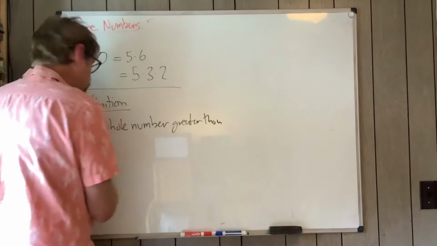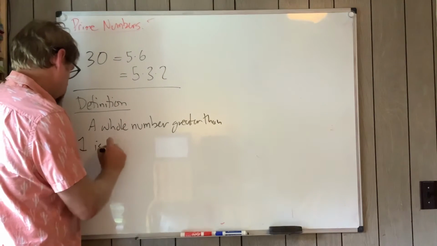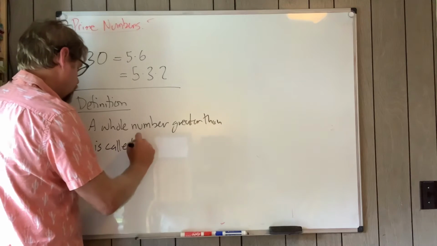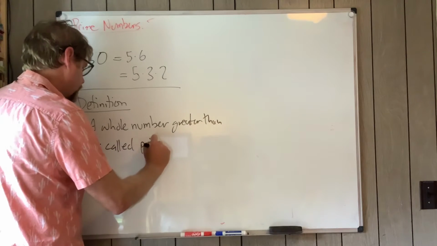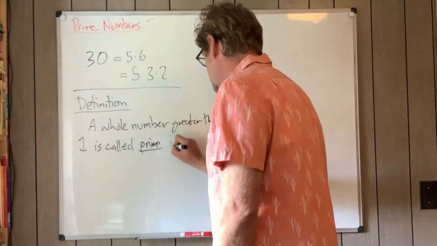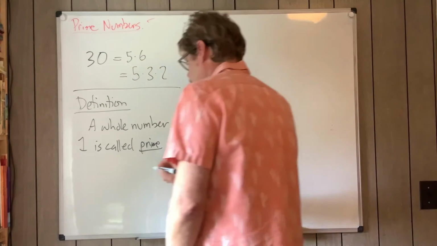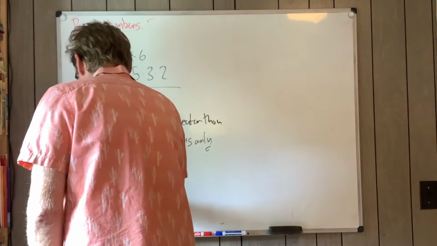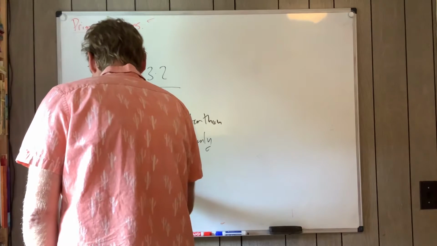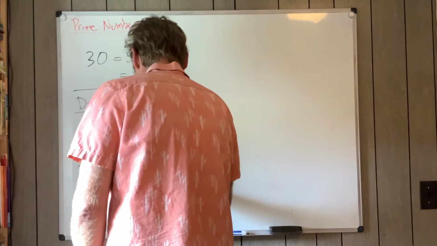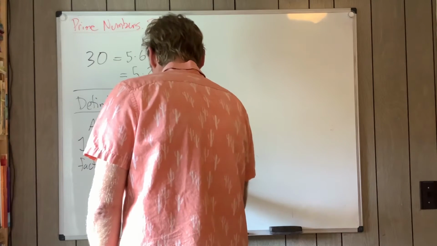So a whole number greater than 1 is called prime if its only factors are 1 and itself.